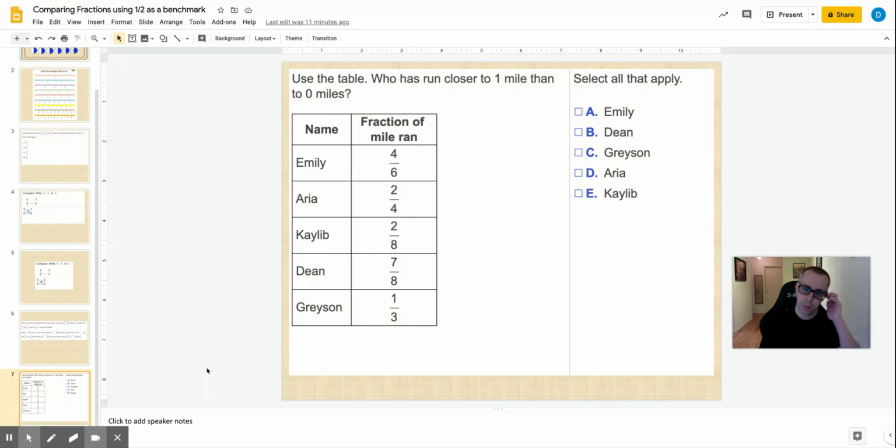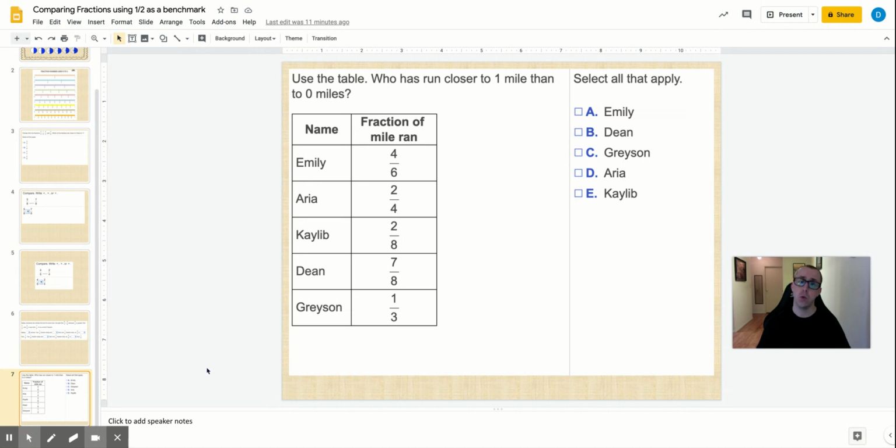And then finally here, you'll see a couple problems like this where you have to decide who has run closer to 1 mile than 0. So who ran 1/2 or more? See, one of these is equal to 1/2, so I actually don't know. So if you look at Aria, it says she's equal to 2/4. The question says who has run closer to 1 mile than 0 miles. Well, she didn't run closer to 1 mile than 0 miles. She ran exactly the same. So I would say do not choose her in this case.